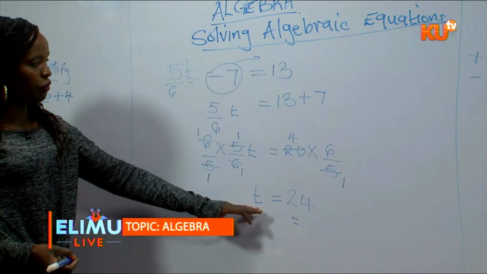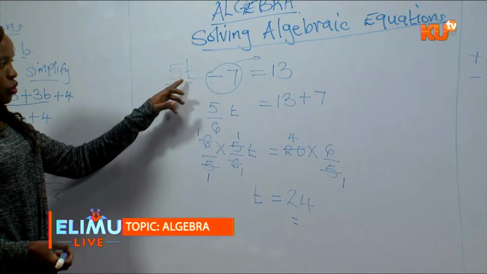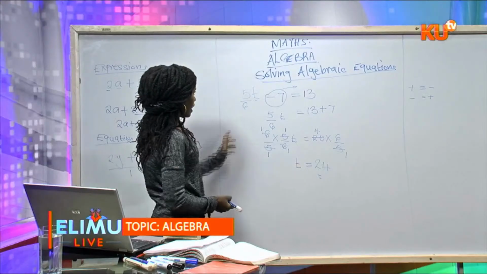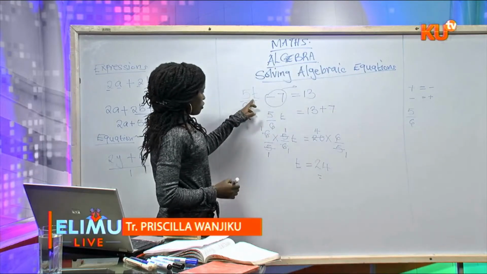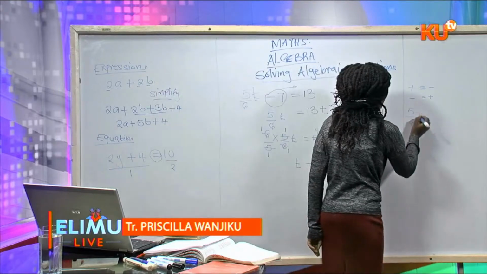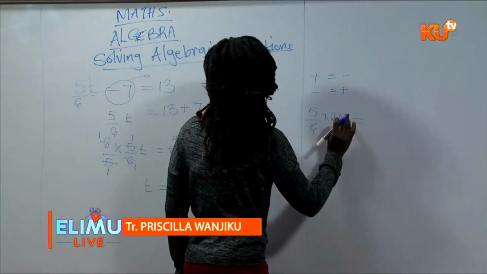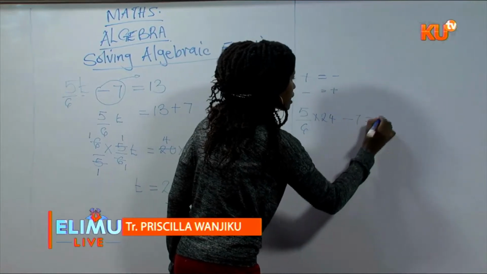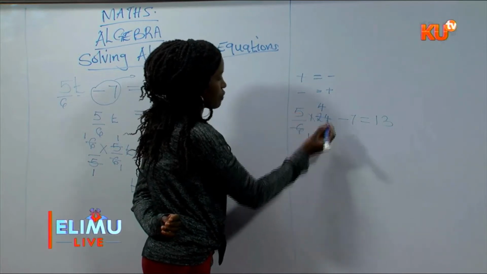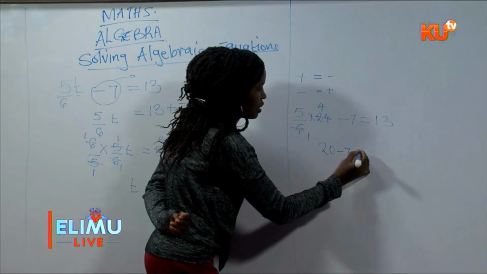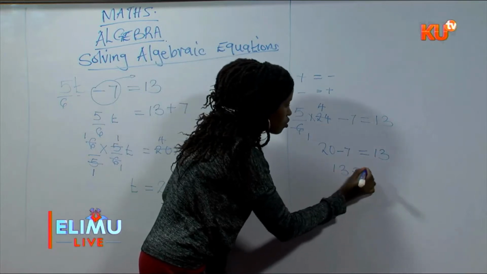If you want to prove that this side and this side are equal, you substitute. Where we have t, you put 24. That is, if I take 5 over 6, the value of t is 24, then I multiply by 24. After I subtract 7, I should get 13. So 6 by 6 is 1, 24 divided by 6 is 4. 5 times 4 is 20, minus 7, I should get 13. So 20 minus 7 is 13, equal to 13.